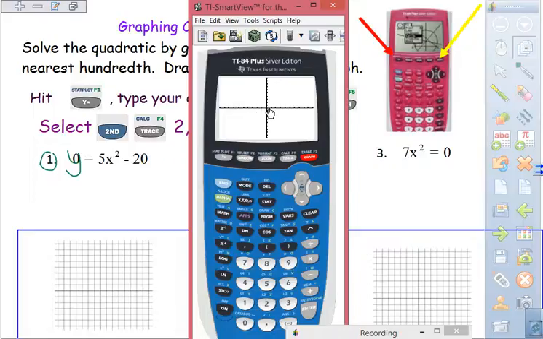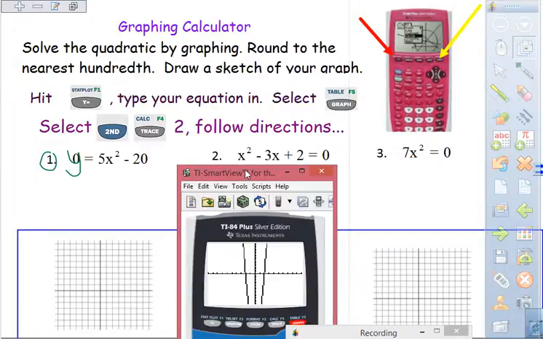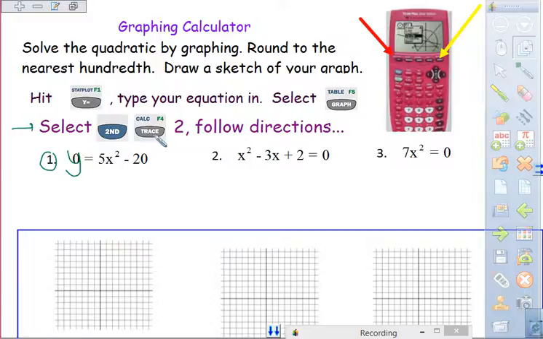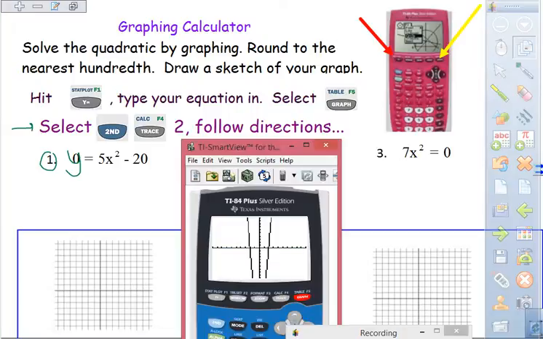So I'm happy with my graph, I can kind of visualize where my roots are. I can't tell if they're whole numbers or if they're decimals, but the calculator will tell me that. So it says hit y equals, type in your equation, select graph. Now we're on to the purple. It says select second, trace, 2, and follow the directions from the previous slide.